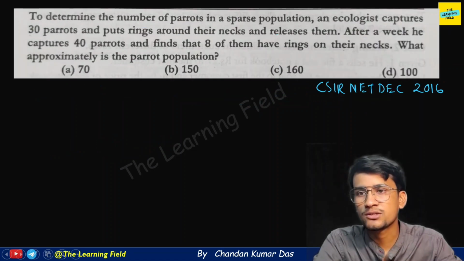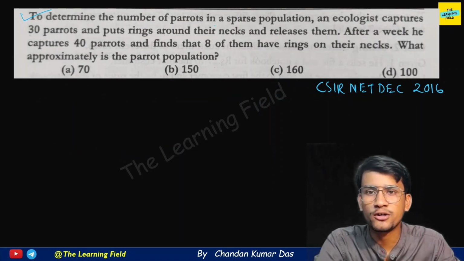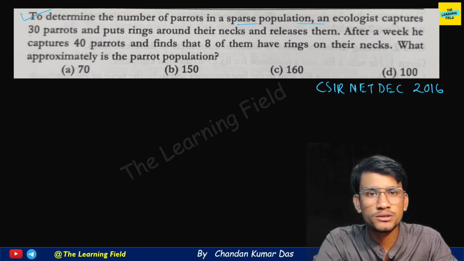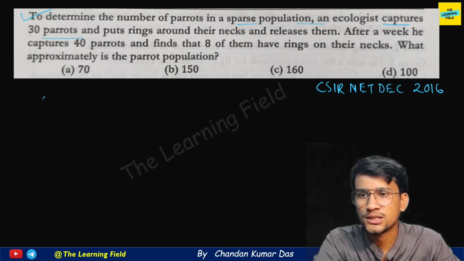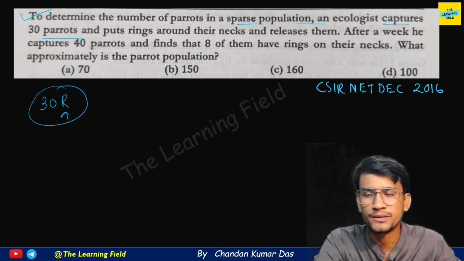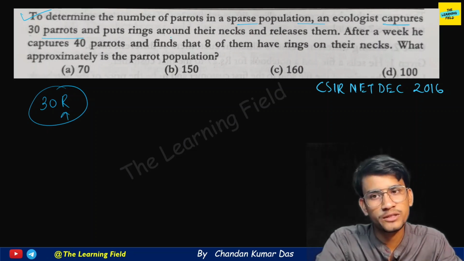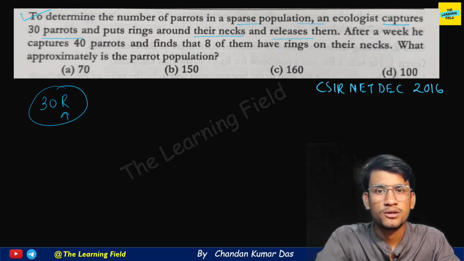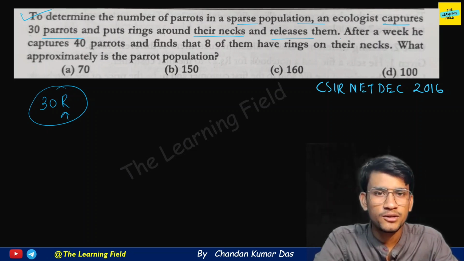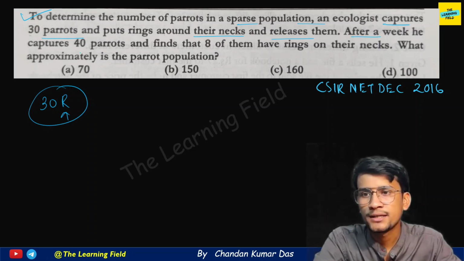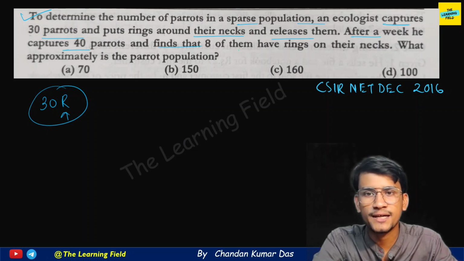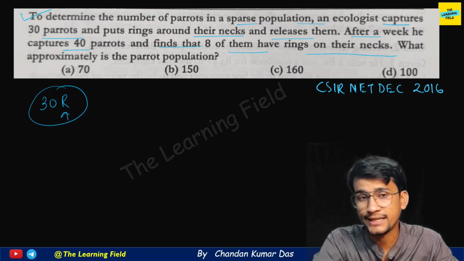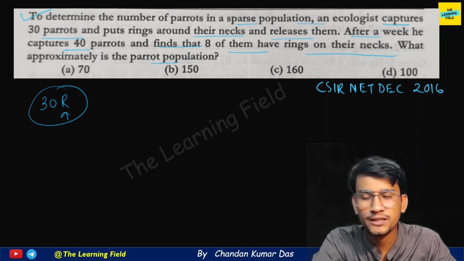Okay, going to the next one, it says that to determine the number of parrots in a sparse population, an ecologist captures 30 parrots and puts rings around the necks of the 30 parrots, and releases them again, okay. So after a week he captures 40 parrots and finds that 8 of them have rings on their necks. So what is the approximate parrot population?